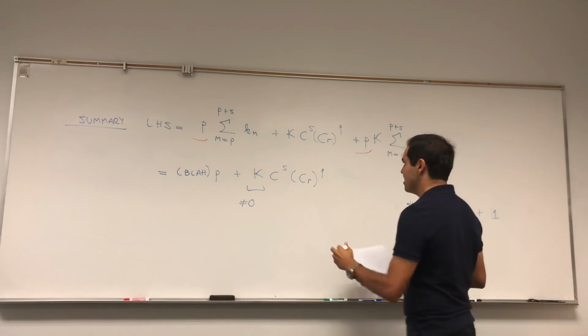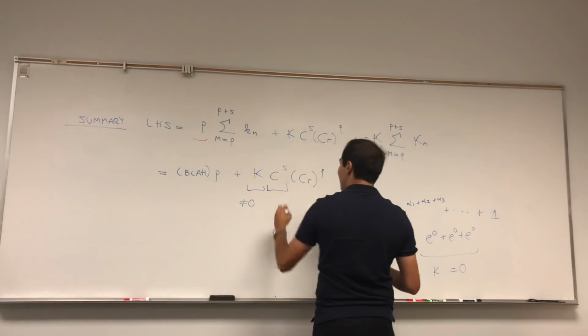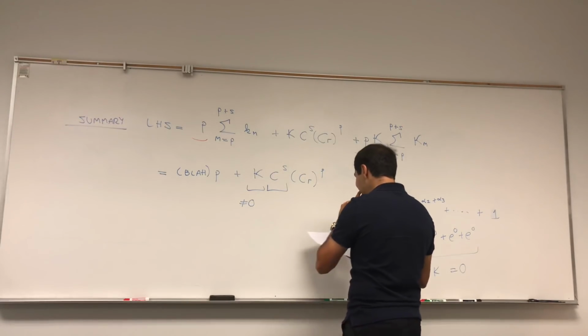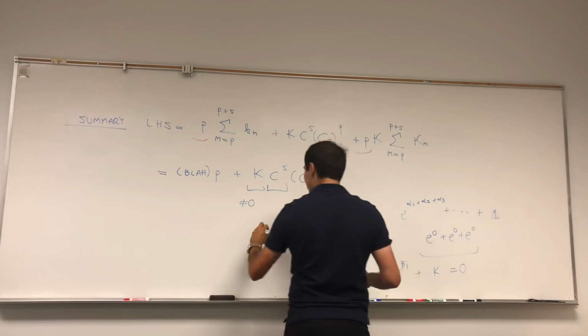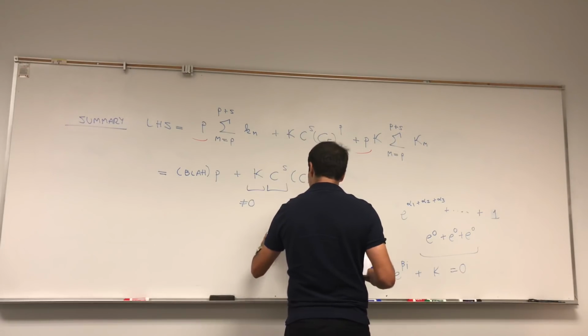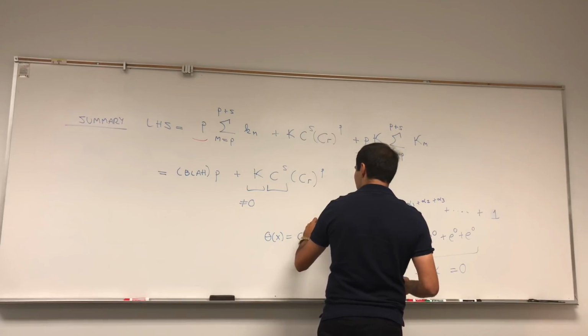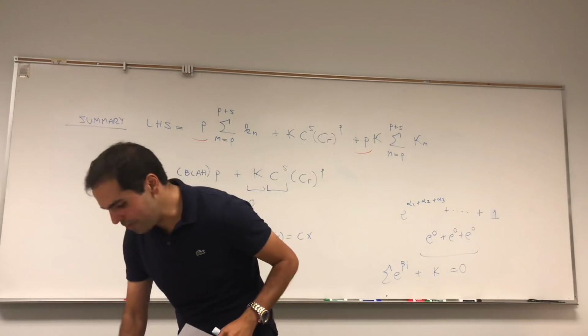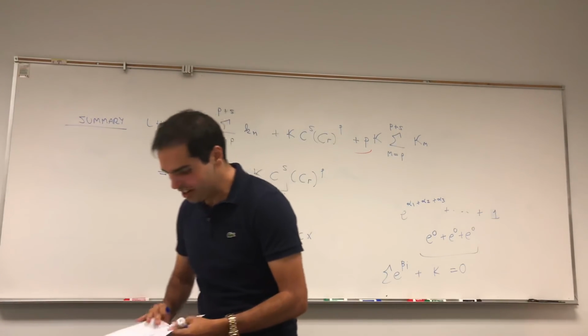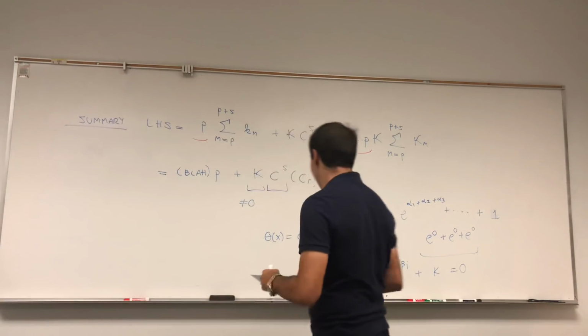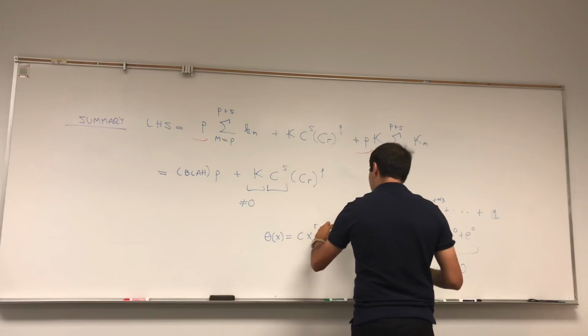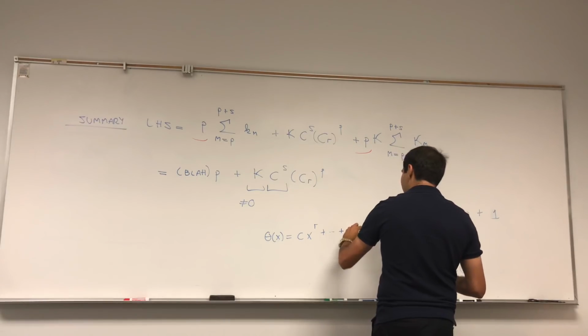This has to be non-zero. Now, c of s, what was it? It was the leading term in theta. Right? Theta of x was c x to the r plus dot dot dot plus c_r. Let me double check this just to make sure.